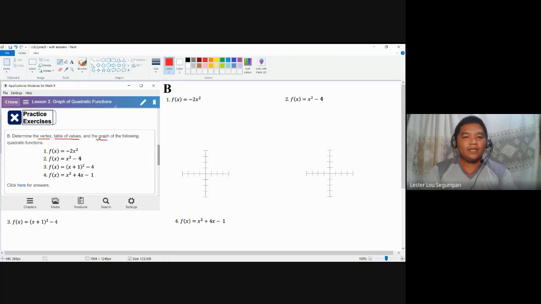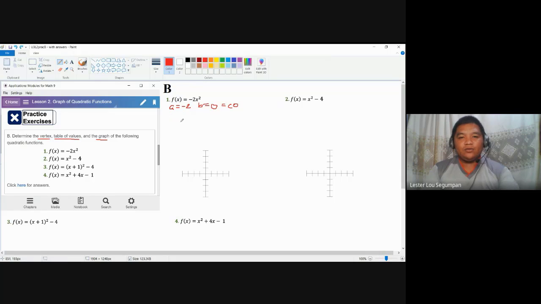The first one, number one, is f of x equals negative 2x squared. For this given function, the first step is to find the vertex. We all know that a here is negative 2, b has none, and c is 0 as well. So to get the vertex, we need to solve.